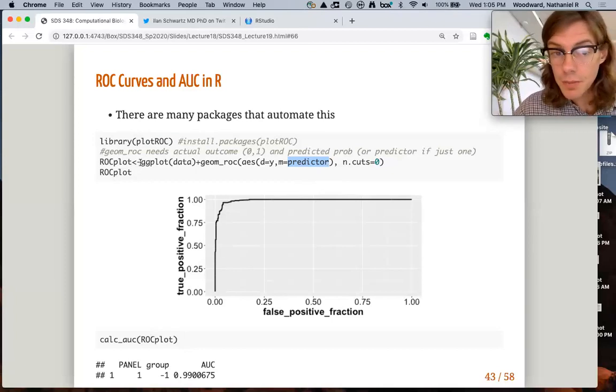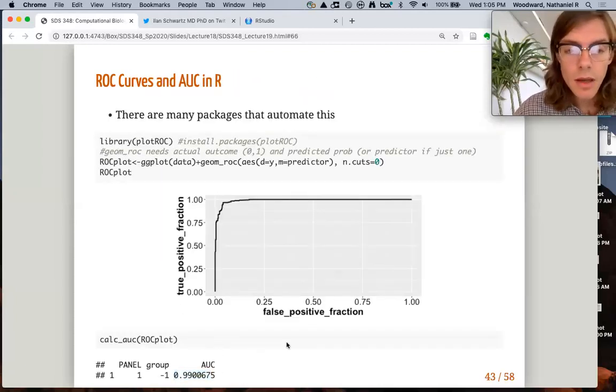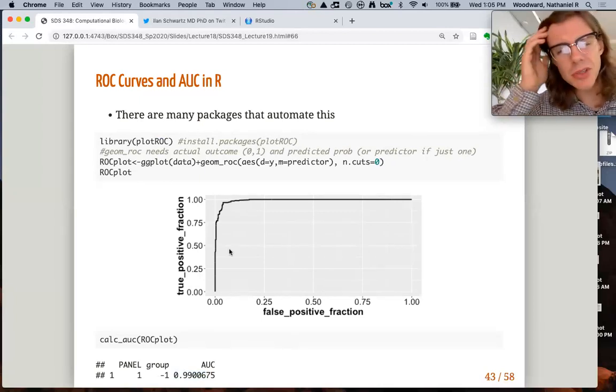And then once you've got this plot saved, right? And notice I saved the plot first. That's kind of weird, but that's the way that this function works. So if you want to compute the area under the curve here, you give this plot to a function called calc AUC. And yeah, it's going to spit out 0.99. So just like when we did it by hand, right? 0.99. Cool. So that's how you'll do it. It'll be much easier than doing it by hand.